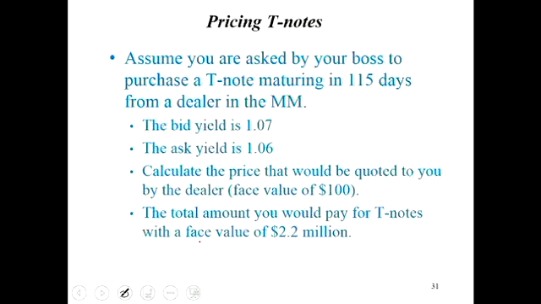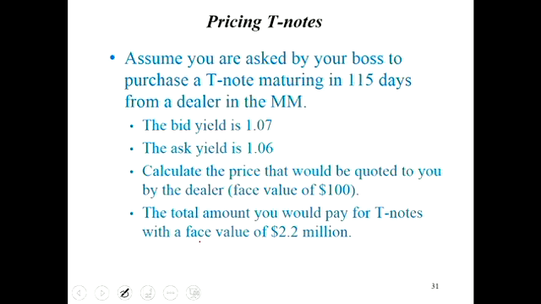Right. So, we'll do this problem here. Work this one out. Okay, so here's the deal. You're asked by your boss to buy T-notes maturing in 115 days from a dealer. So you go to the dealer market, and you look up the dealer's bids and asks, and he's bidding at 1.07%, and he's asking 1.06%. So what we want to do is work out the price we'd pay per $100 and then how much we'd pay for 2.2 million of them.